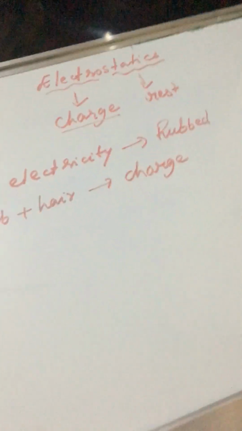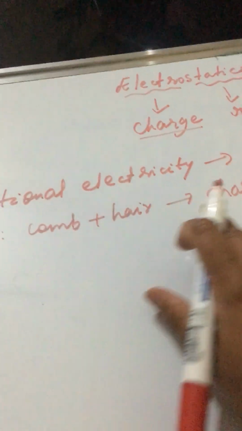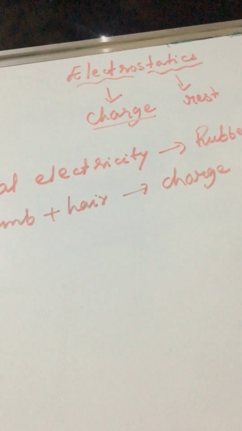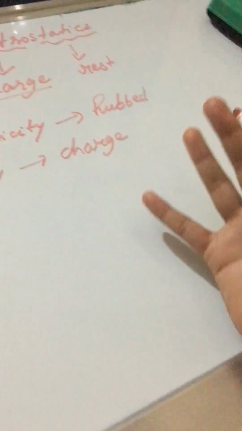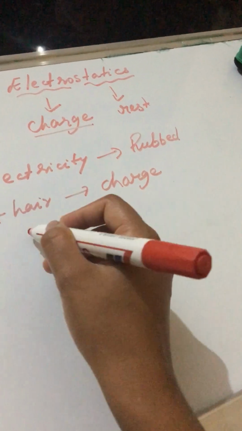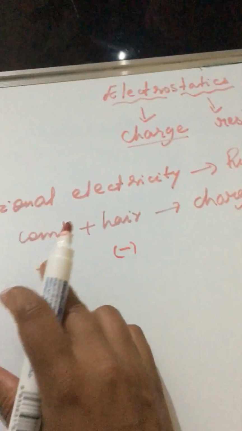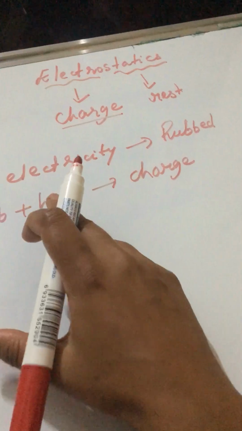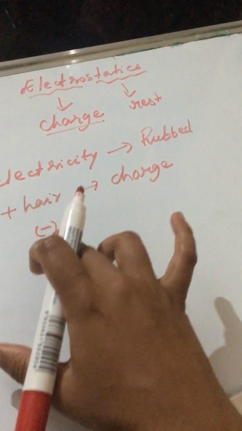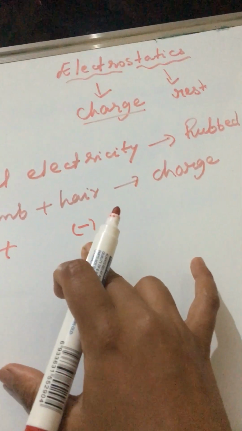Now what happened is basically the comb and the hair got charged. Benjamin Franklin assigned the nature of the two charges: one we call positive and one we call negative. Which body is positive and which is negative, we cannot know yet, but we can only say that one gets a charge of one nature and the other gets a charge of the other nature.